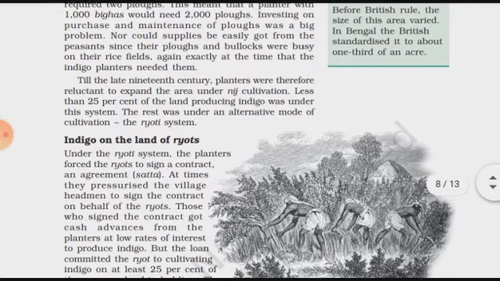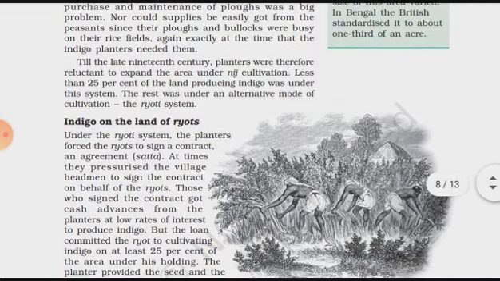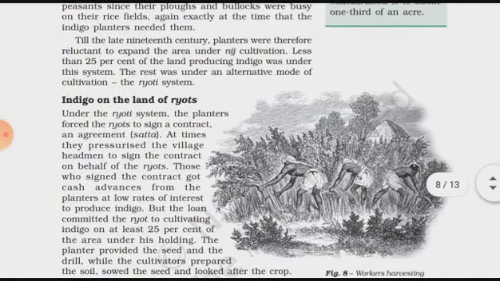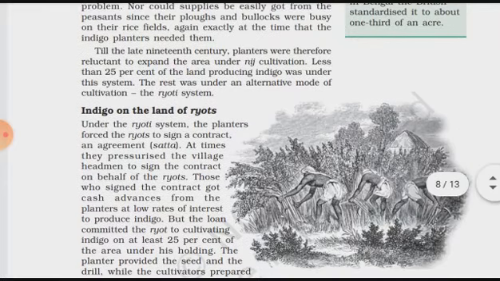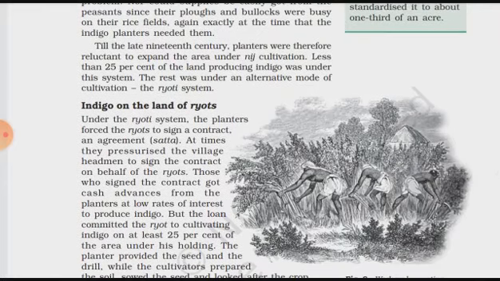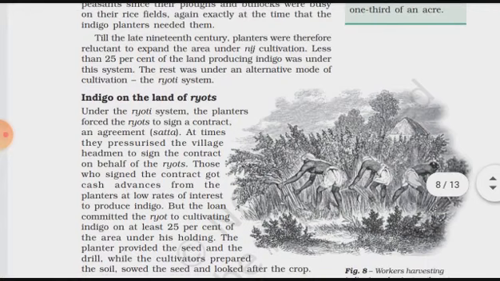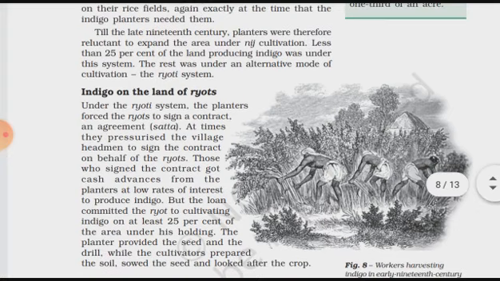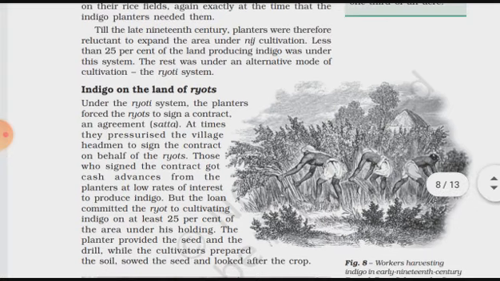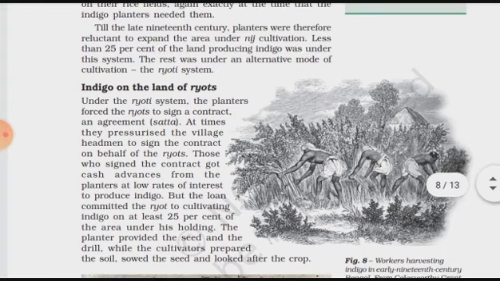Then till the late 19th century, planters were therefore reluctant to expand the area under nij cultivation. So in the 19th century, the planters who had taken the land on lease were unwilling to expand the area under nij cultivation. Less than 25% of the land producing indigo was under this system. The rest was under an alternative mode of cultivation, the rayati system.